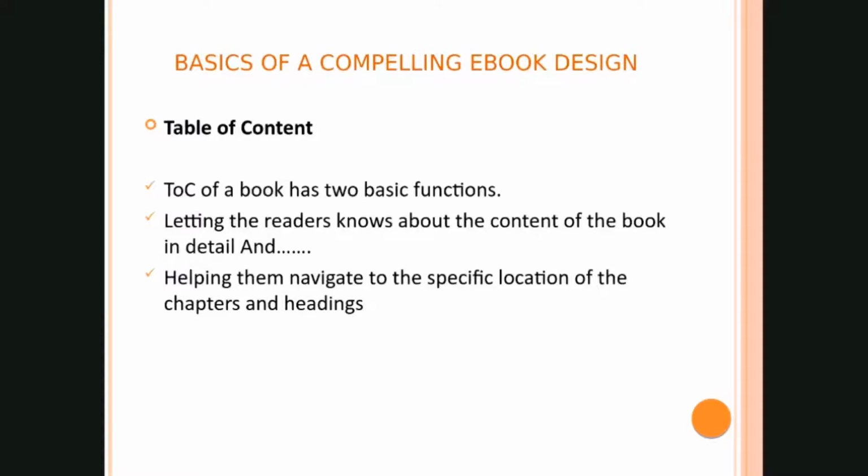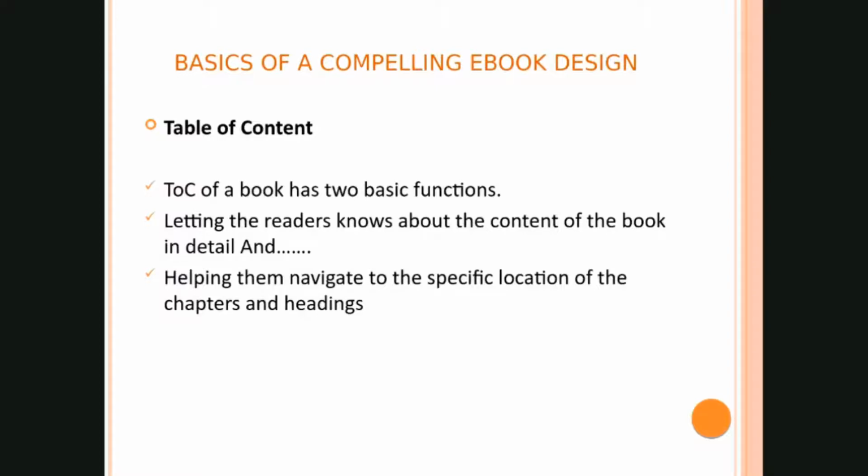The second most important part is the table of contents. The table of contents of a book has two basic functions: letting the readers know about the content of the book in detail, and helping them navigate to the specific location of the chapters and headings. This is the biggest difference between traditional and e-book style.